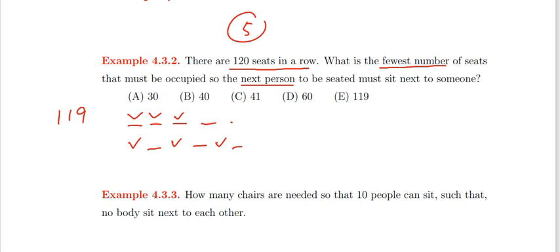In this case, the next person has to be seated next to somebody. So in this case, how many seats can be occupied? So we say this is like 60, right? 60.